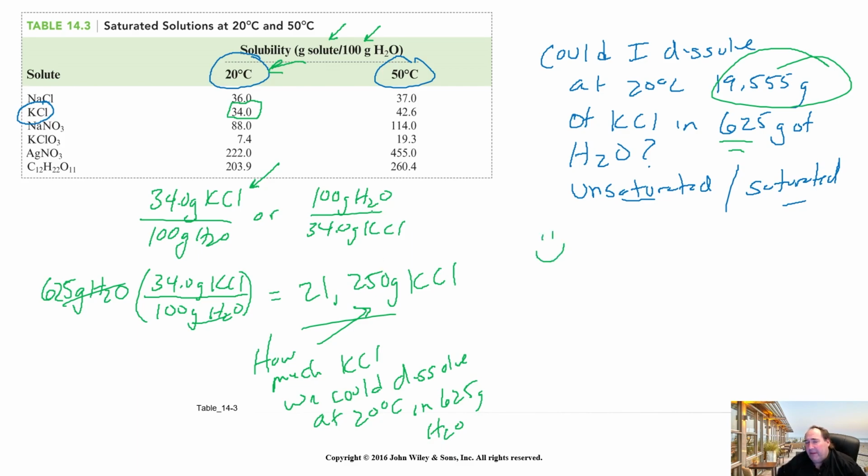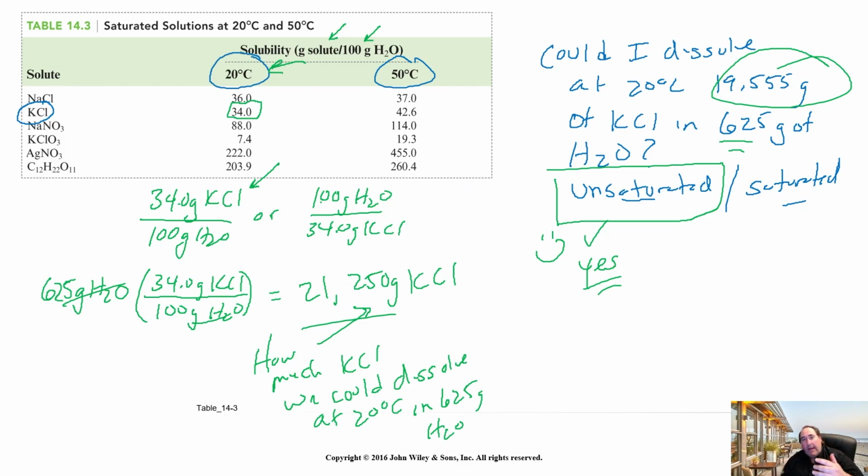This should not be a problem. Yes, we should be able to dissolve this because we got plenty more to go. We got, I don't know, 1,800 grams or so to go. So yes, and because we still have some more grams we could dissolve at this temperature with this amount of water, this definitely would be an unsaturated solution at this point.